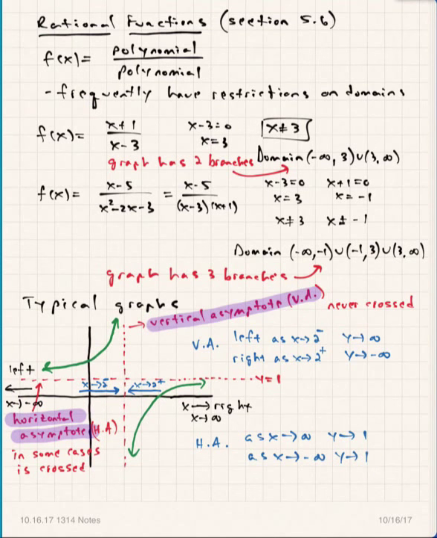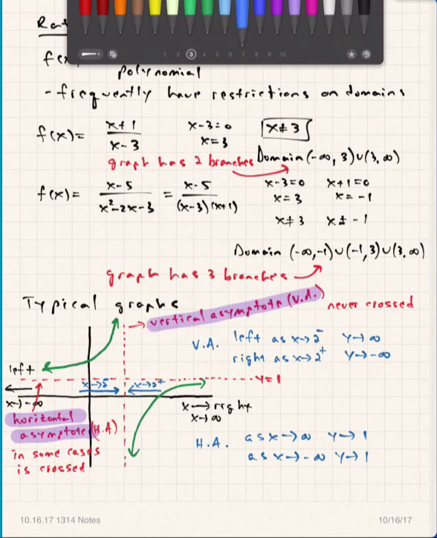And a little hint there: if there is a horizontal asymptote for the graph, that's always going to be the answer to those two questions. It's always going to be whatever the horizontal asymptote is.